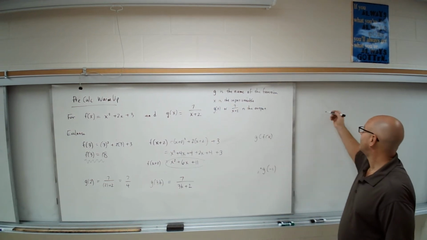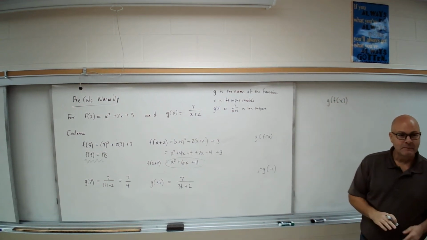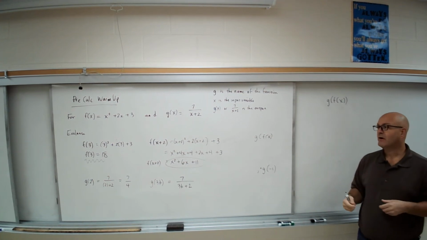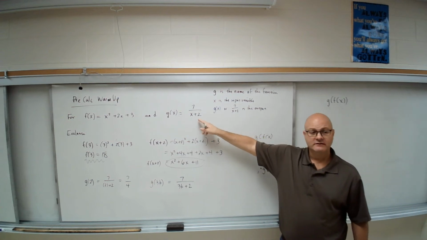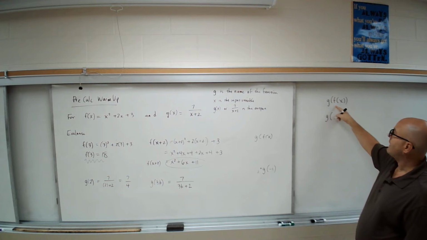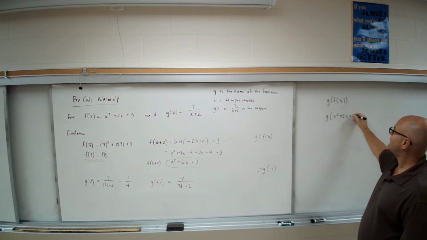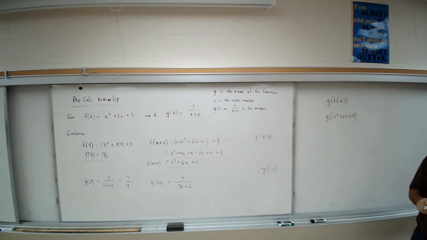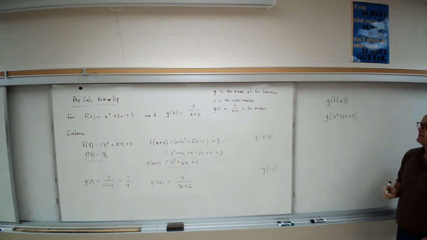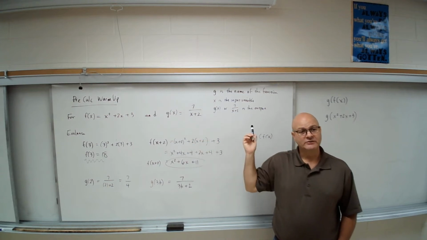If we're asked to do g of f of x, which is how we'll usually write that, you're going to take x and plug it into f, and then that's going to be your input. You're going to plug that input into g. So in this case, really just replace f of x with its function rule, x squared plus 2x plus 3. I took the f of x out and replaced it with the rule for f of x. Now g tells us 7 divided by the input plus 2.